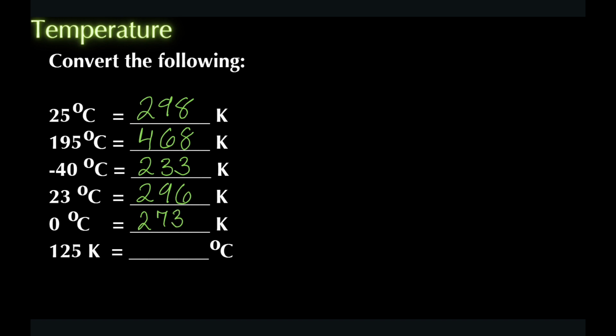Now, taking a look at our last one, we're going to do the opposite. We are going from 125 Kelvin, and we want to convert it to Celsius, so we are going to subtract 273. 125 minus 273 will get us negative 148 degrees Celsius. And that is how we convert from Celsius to Kelvin or from Kelvin to Celsius: we're just using that number 273 to convert between them.